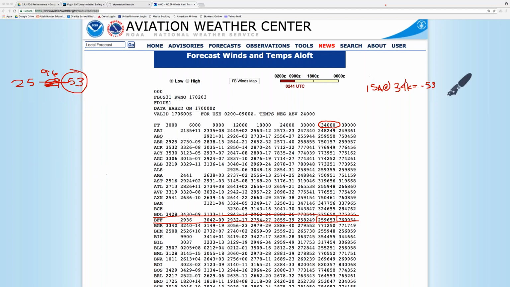So this one's pretty easy. What is our ISA deviation at altitude?